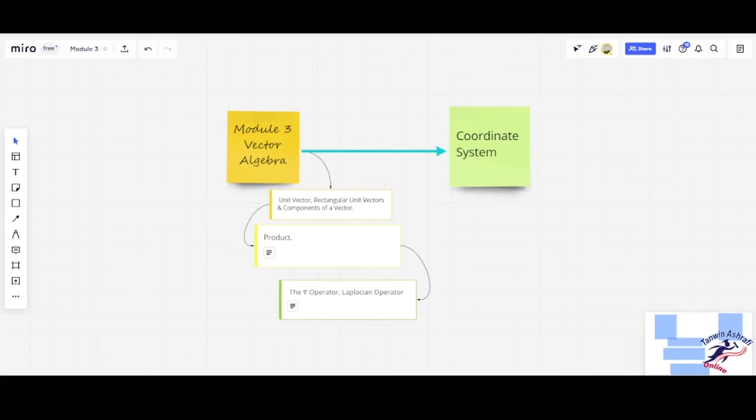Now, according to our objectives and agenda, we have completed unit vectors, rectangular unit vectors, and the dot product and cross product and the vector triple product. Now it's time to see the operators, how the operators work in vectors.